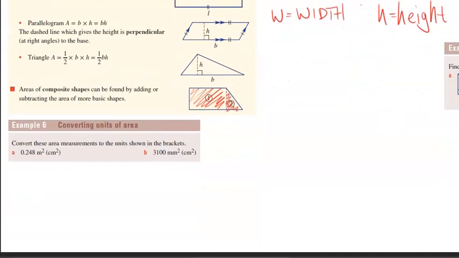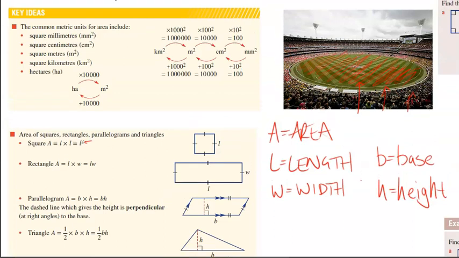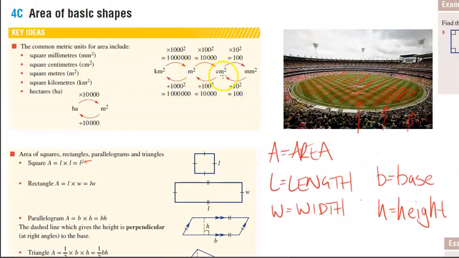So let's put these different key ideas into play. Let's see what we can do in order to tackle these questions using the previous key ideas and formulas that we just looked into. First one is we're going to convert units of area. We're going to convert these area measurements to the units shown within the brackets. So the first one is we're going to change 0.248 squared meters into centimeters squared. So let's go back. We're changing from meter squared to centimeter squared. So this is our starting point and this is our ending point.